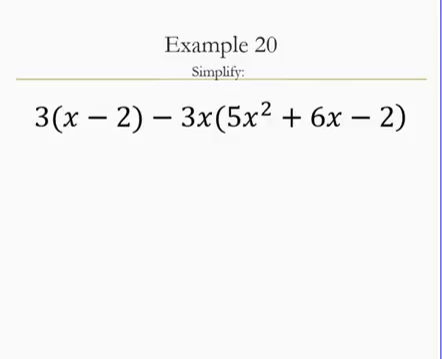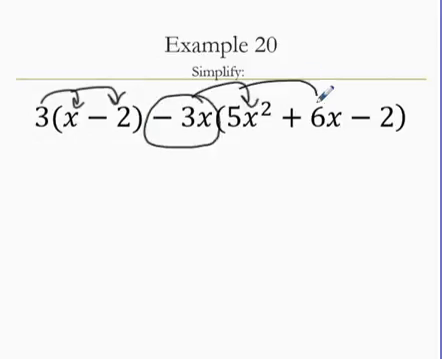In example 20, we are asked to subtract two polynomials. However, before we can do the subtraction, there is some distribution we need to take care of. In front of the first binomial, we have a 3 that needs to be distributed. And in front of this trinomial, we have a negative 3x that should be distributed.